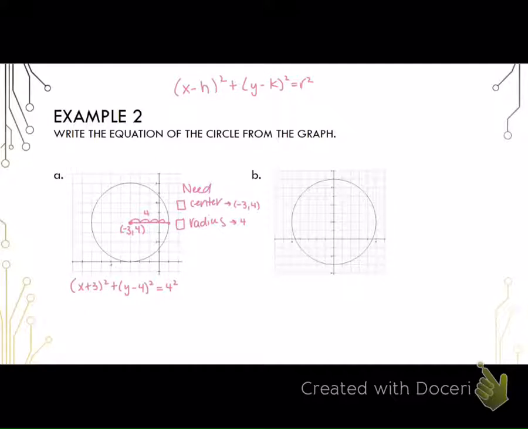Do you guys notice? Devin did a really good job here. Do you guys notice how he switched the sign? It was a negative, so we put it in as a positive. And this one was a positive, so we put it in as a negative. Don't forget to do the opposite there. What is 4 squared? 16. So we're equal to 16.